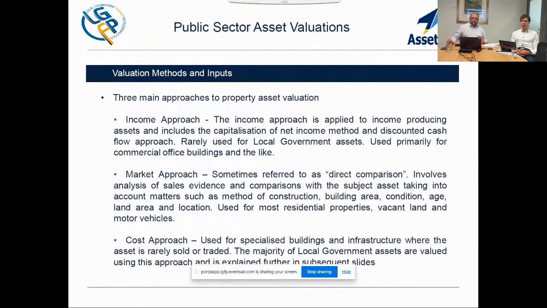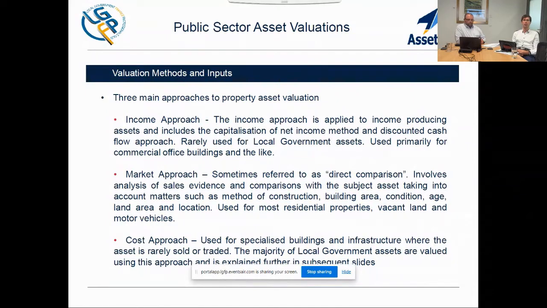So here we start to get into the nitty gritty on the different approaches to valuation. So these are the 3 main approaches. You've got the income, market, and cost approach. Income approach is not used as commonly in local government assets, because to value using this method, you need to have an income stream for the asset.